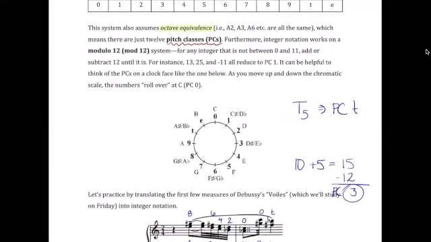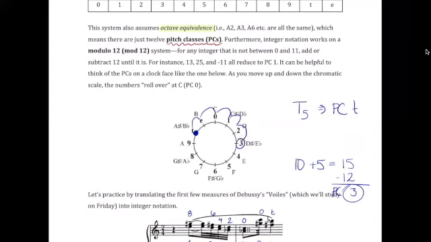If that is not your jam, another great way to do this is, okay, she's asking me to do T5 to pitch class 10. So I'm going to come over here to my clock face. There's PC 10. I am going to move 5 spots on this wheel. So I'm going to go 1, 2, 3, 4, 5.